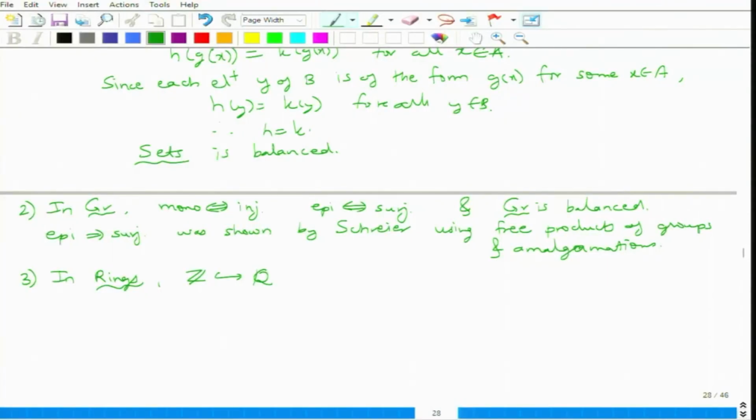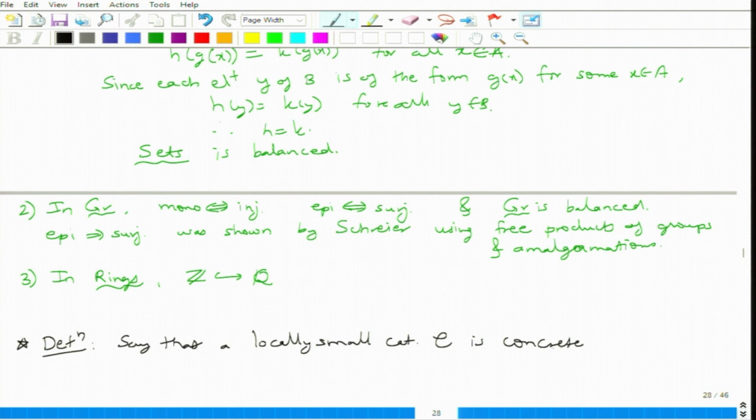Maybe I should write it afterwards. Hom sets contain functions, yes. So you want me to write it, I will do it immediately. So this is the definition. We say that a locally small category C is concrete if there is a faithful functor U from C to Sets.